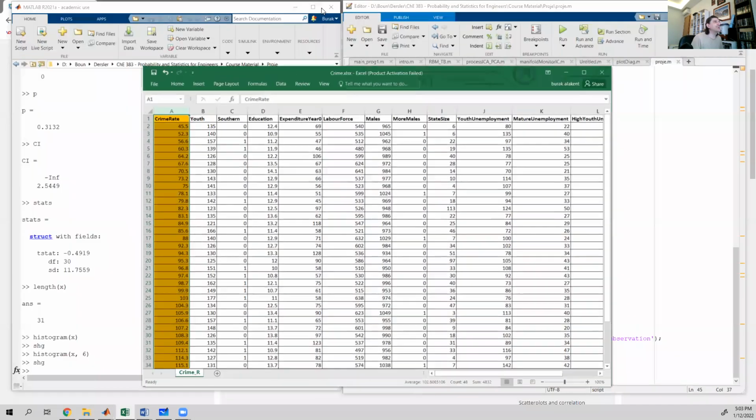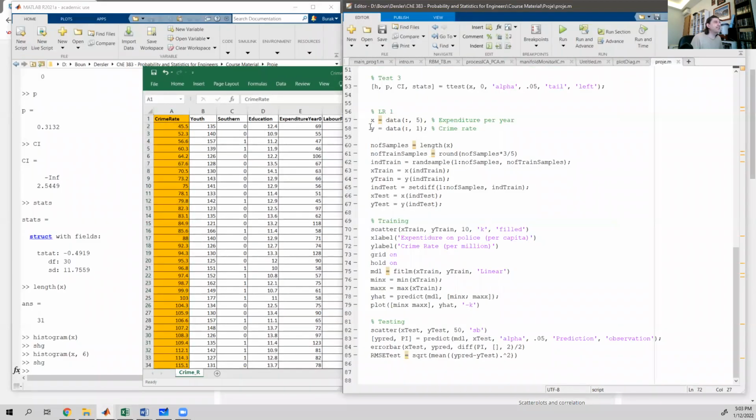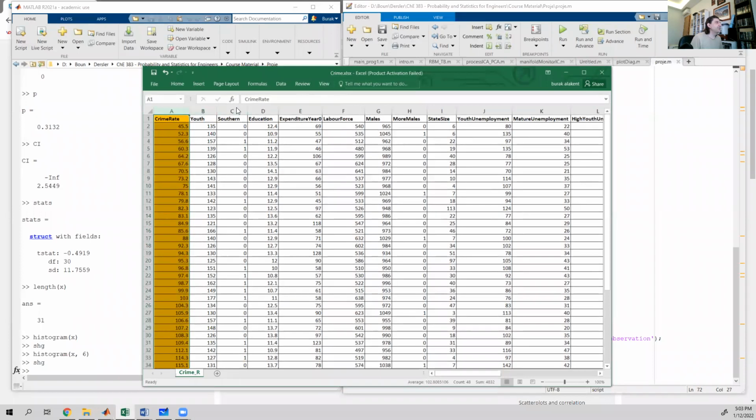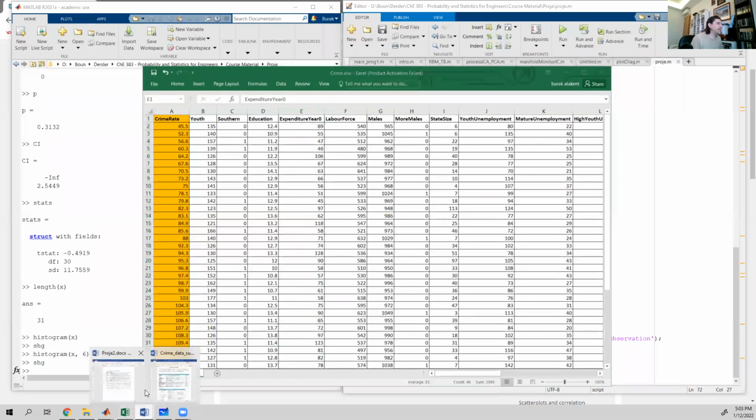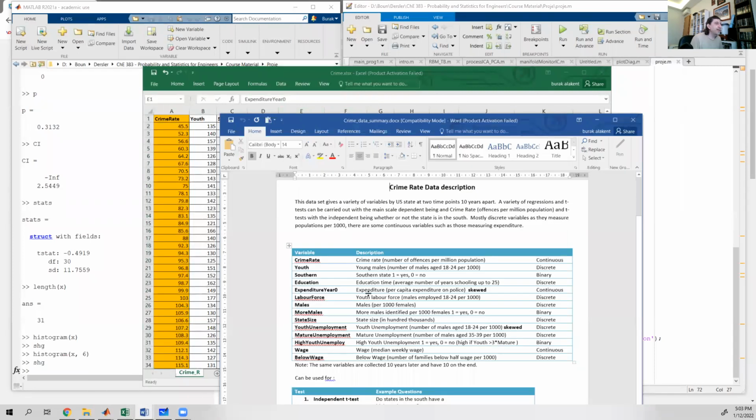Okay, so what I did was I have taken the 5th column, which is expenditure year. All right, and let's see what this is. Expenditures per capita, expenditure on police. So how much expenditure is invested for police forces, something like that, probably for that state. And I'm going to try to find a relation of this variable with the crime rate.